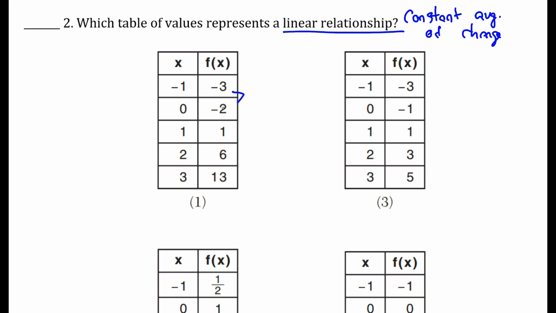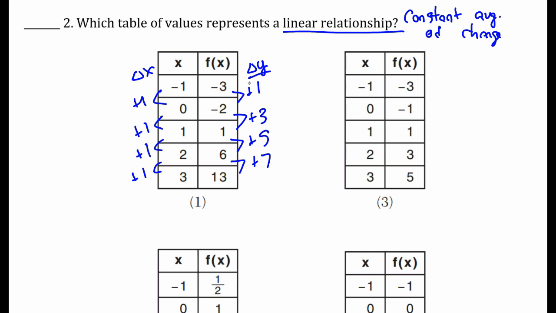How do I get from -3 to -2? Think about a number line. I add 1. How do I get from -2 to 1? I add 3. I add 5. And I add 7. So this doesn't look promising, but we still need to look at our change in x. Plus 1, plus 1, plus 1, plus 1. So these are my change in y's, these are my change in x.